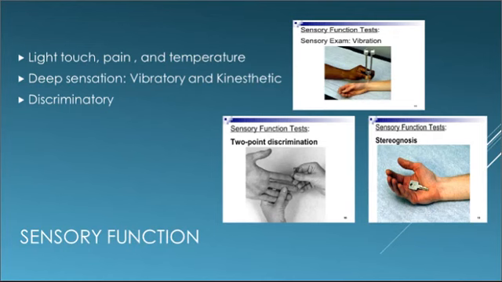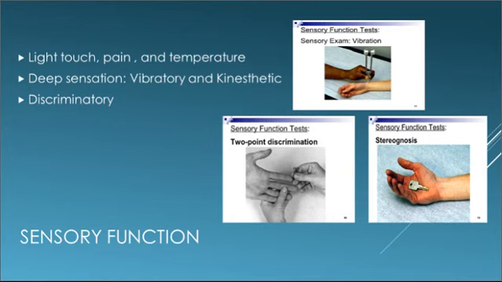So we do the sensory function. Light touch, pain, and temperature, things you might do. The only way you can do a complete, accurate sensory function test is if the person is alert and cooperative. Otherwise, it cannot be a true, complete sensory function test, which is logical, but keep that in mind.